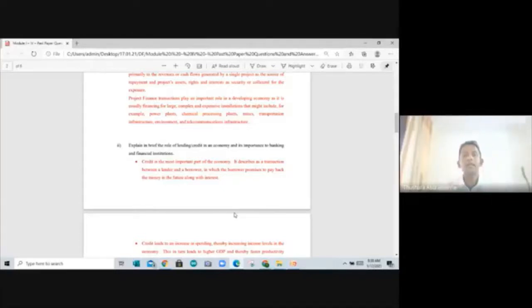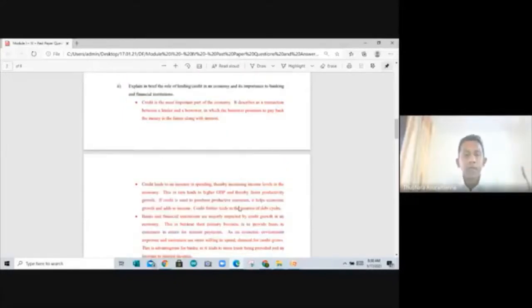So that's what basically we are asking: write a short note. We'll go with the answer. Credit is an important part of the economy. It is described as a transaction between a lender and a borrower, in which the borrower promises to pay back the money in the future, the loan with interest. That's what basically credit is, the underlying definition of credit, right? Somebody is called the borrower, somebody is called the lender. There may be an agreement, and with that agreement you will pay them after a particular period of time, and that's what basically happens.